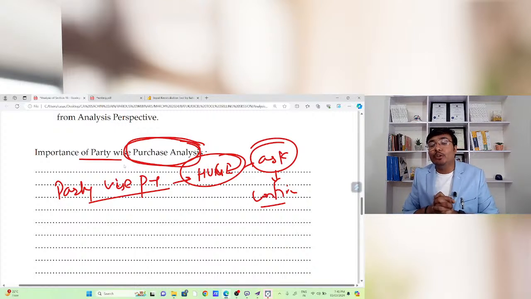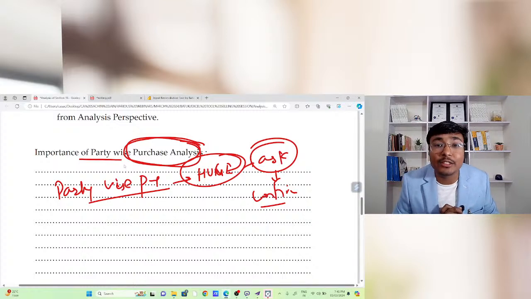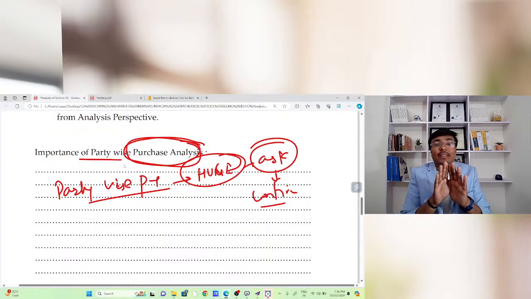Mukesh ji, if there is any input tax credit or any invoice which is showing in my GSTR 2B, and if it is not related to you, in that case there is no requirement to show the same in your GSTR 3B. Okay, there is no requirement to show the same.